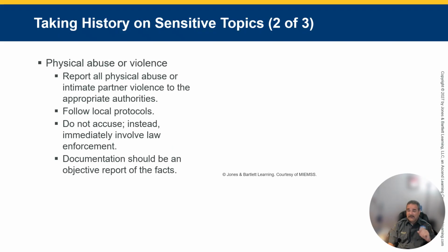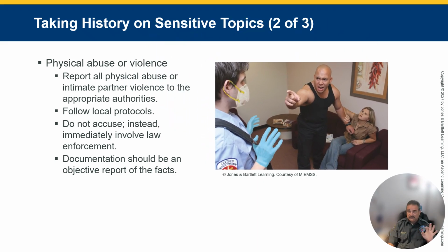Physical abuse. This happens. Very sensitive topic. You need to try to gather the facts, non-judgmental. Follow your local protocols on reporting issues. Don't accuse. Involve law enforcement as necessary. This person looks angry, and she looks submissive and withdrawn and protective at the same time. She's holding him back. She's on the couch. Her legs are crossed. And he is just plain angry.